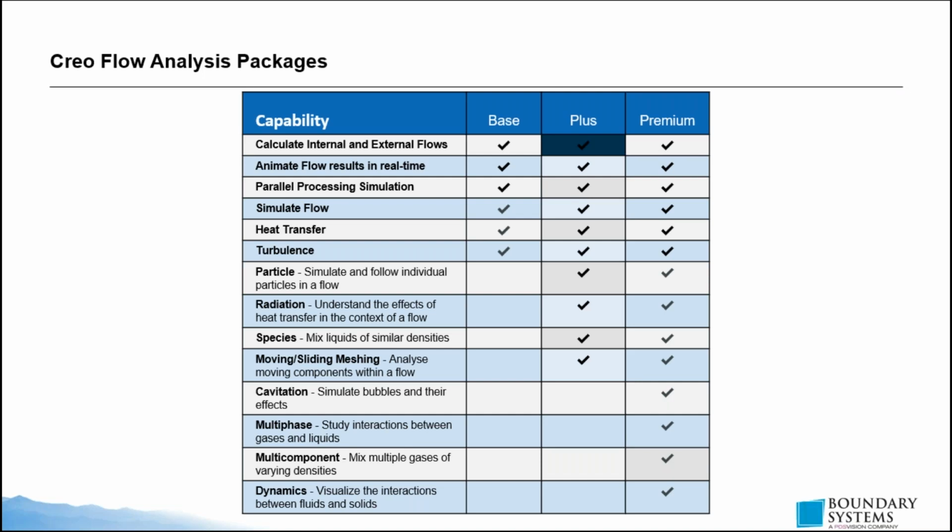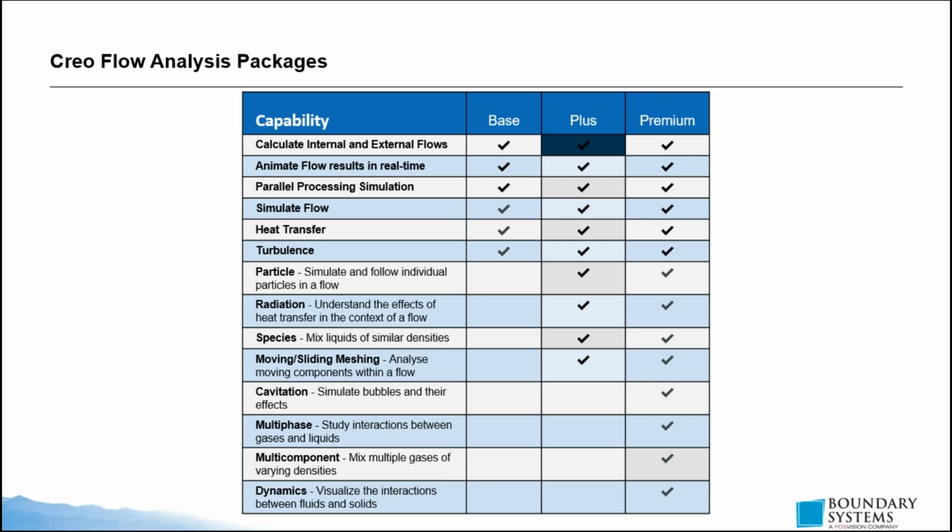They're all going to run parallel processing. So if your computer has an 8-core CPU, Creo Flow Analysis can use all 8 cores. If it has a 32-core CPU, Creo Flow Analysis can use that. It doesn't limit you on how many cores you can use for simulation. And again, parallel processing means your simulations can get finished much faster.